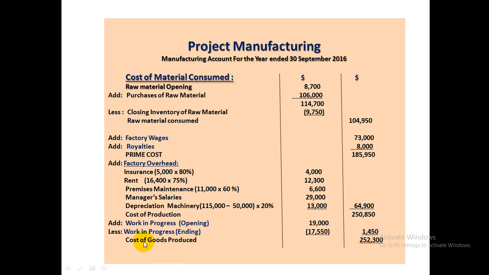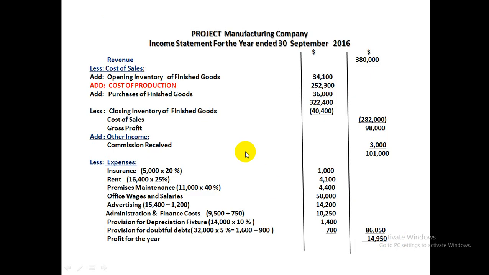This is our cost of production or cost of goods produced, which we need to add to the finished goods opening inventory. If we have any purchases of finished goods, they will also be added. All these three will be added, and our closing inventory of finished goods will be subtracted from this. After subtracting this amount from the goods available, we'll finally get the amount known as cost of sales. When we subtract cost of sales from revenue, we receive our gross profit. So subtracting cost of sales from revenue gave us the gross profit.